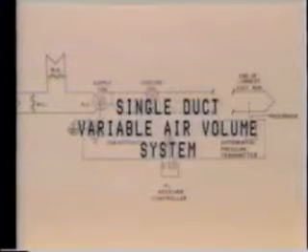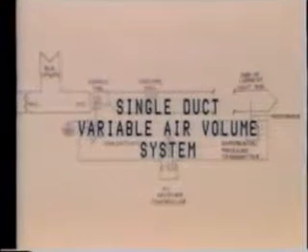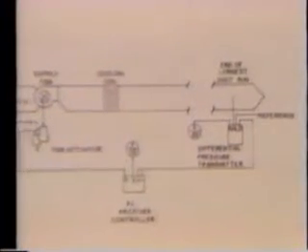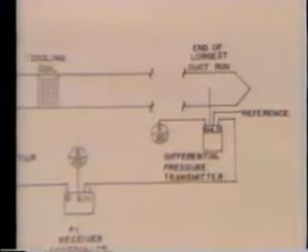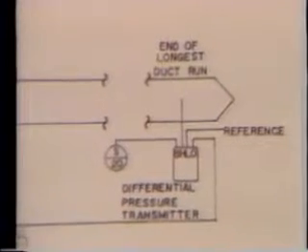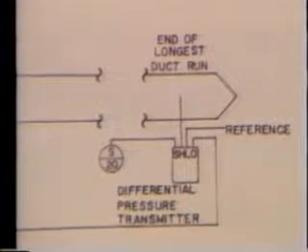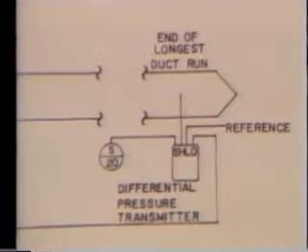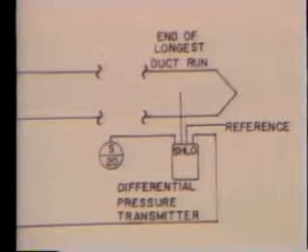For purposes of this discussion, let's deal with single duct VAV systems. The supply fan is normally controlled from the end of the longest duct run. The philosophy being that if we maintain a minimum pressure at that point, all other parts of the duct will be at a high enough pressure to deliver designed flow.